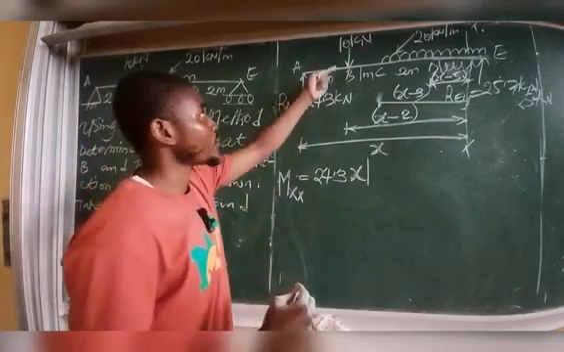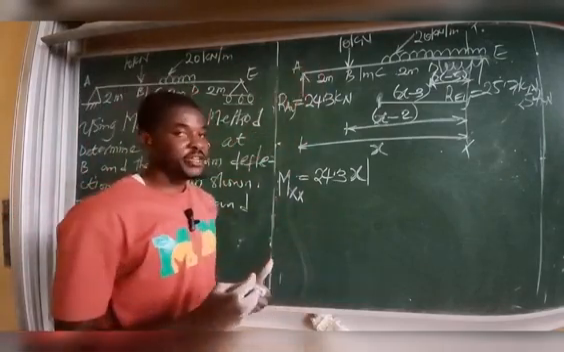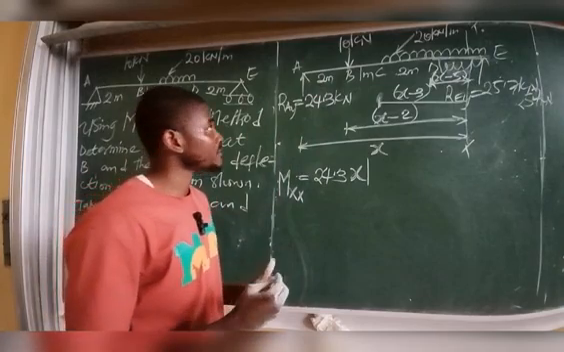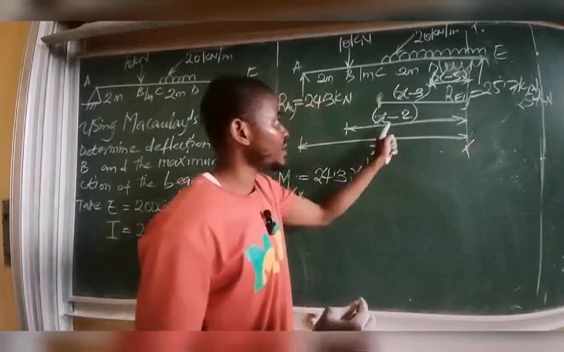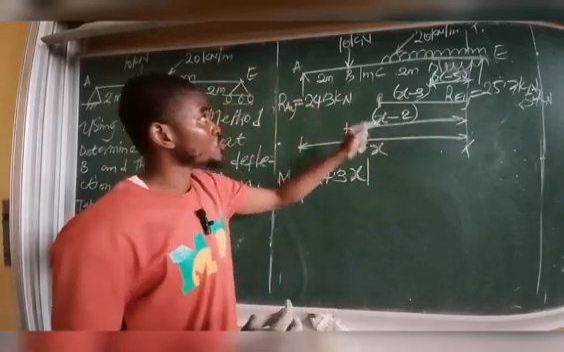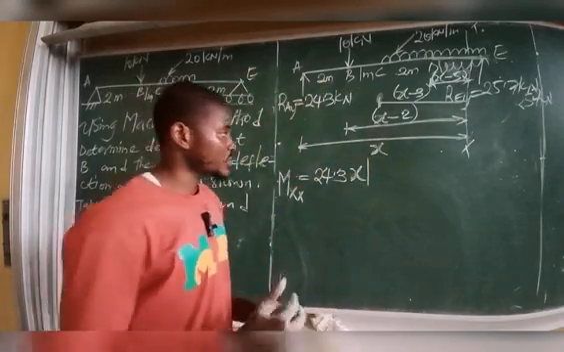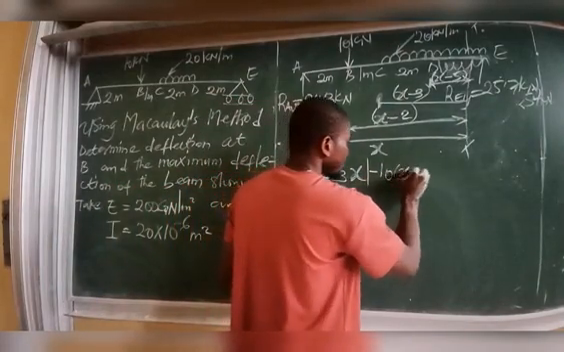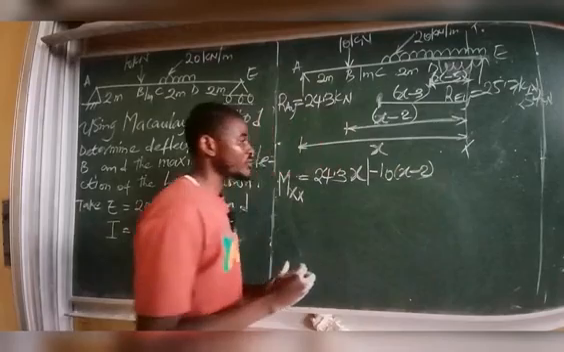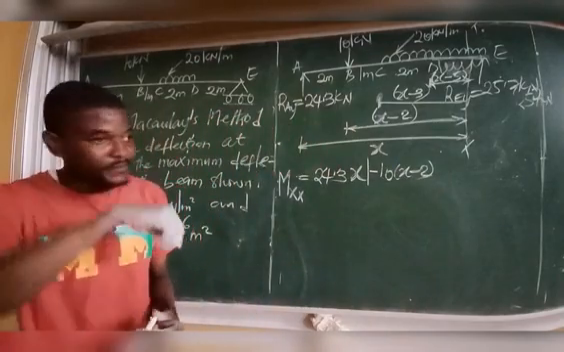Now, this force is pointing downwards, so it's going to have a negative moment according to Macaulay's theorem. And the distance it takes this force to get to the point of section, not forgetting, remains x minus 2. So the moment of this force about the point of section is simply minus 10 into x minus 2. So I'll simply have this.